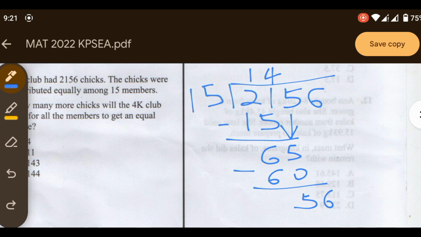So here, what number can we add here to give us a number that is divisible by 15? That would be 4, because 56 plus 4 would be 60, and 60 divided by 15 is 4. So therefore the number that you're going to add is 4.